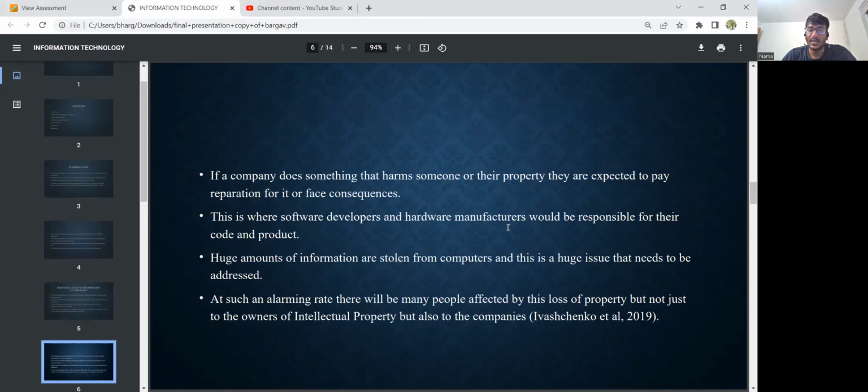If a company does something that harms someone or their property, they are expected to pay reparation for it or face consequences. This is where software developers and hardware manufacturers would be responsible for their code and product. Huge amounts of information are stolen from computers, and this is a huge issue that needs to be addressed. It is happening at an alarming rate, and many people are affected by loss of property, not just the owners of intellectual property, but also the companies.